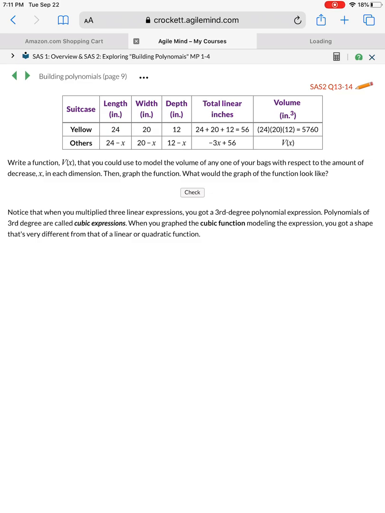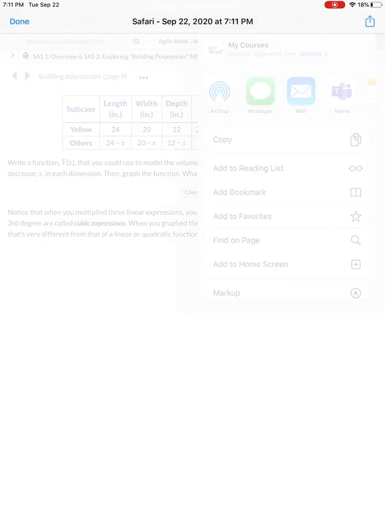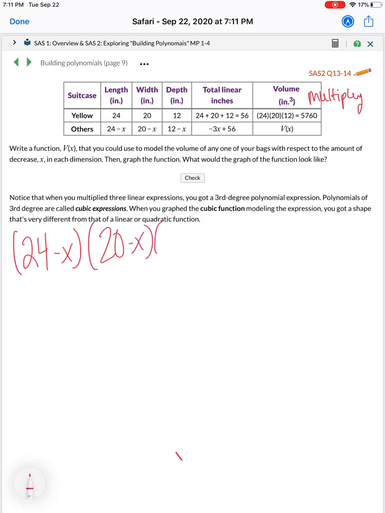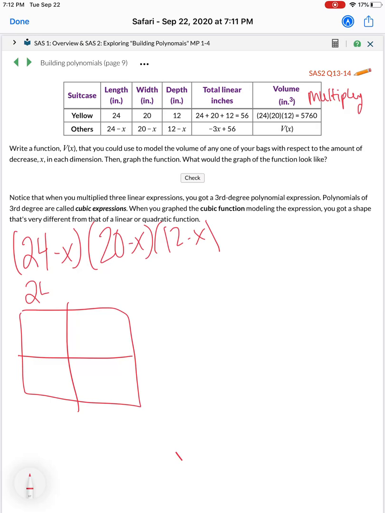number 13. This time, it wants us to find the volume of the other functions. So for volume, it means to multiply. All right, so since you have 3 of them, first I'm going to take the first 2.